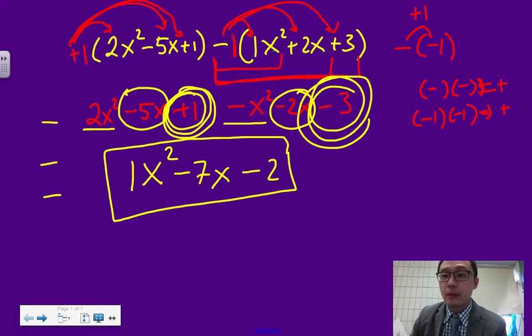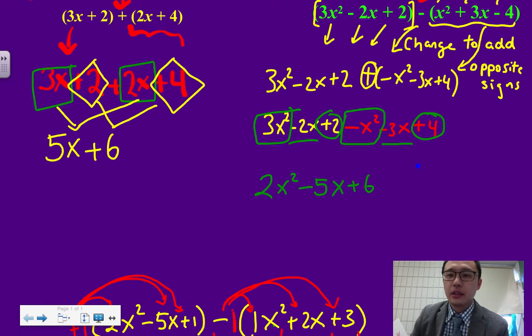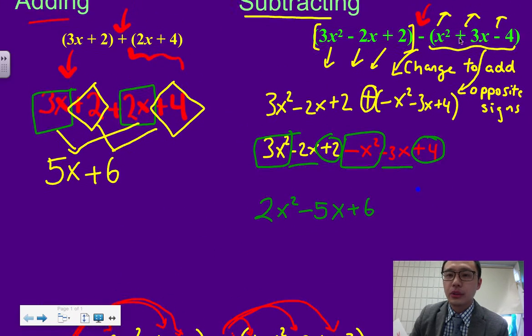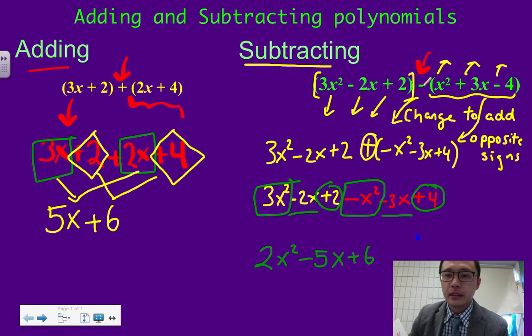Or if you want to memorize a little technique, you just have to change it to your addition sign, which is change the negative to add, and then everything after that has to be the opposite sign. So there's two different methods of subtracting polynomials.